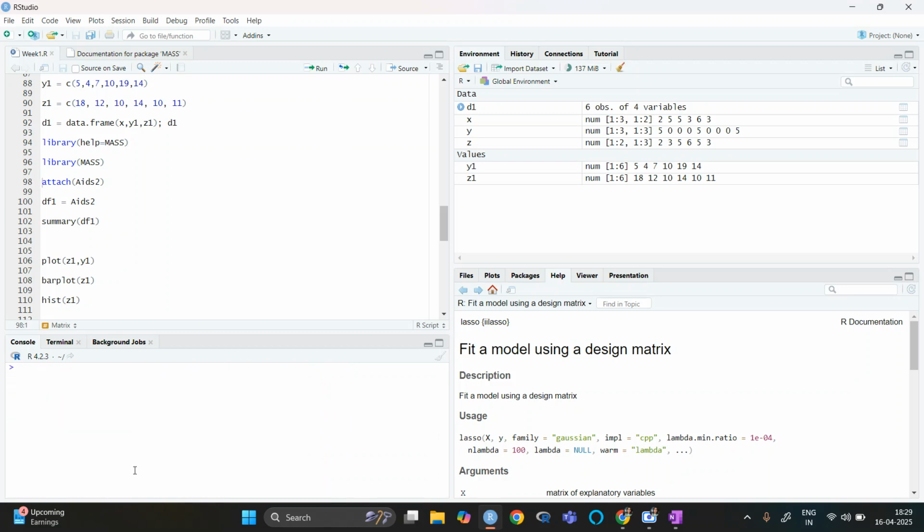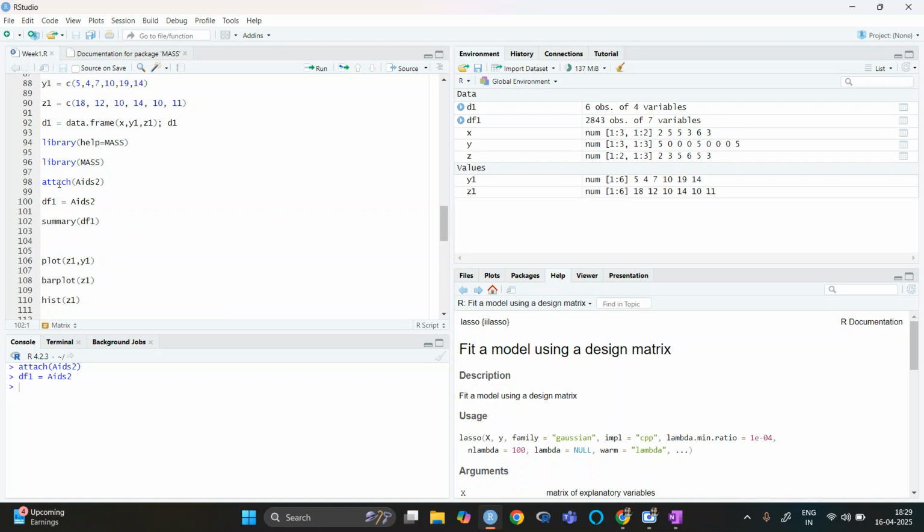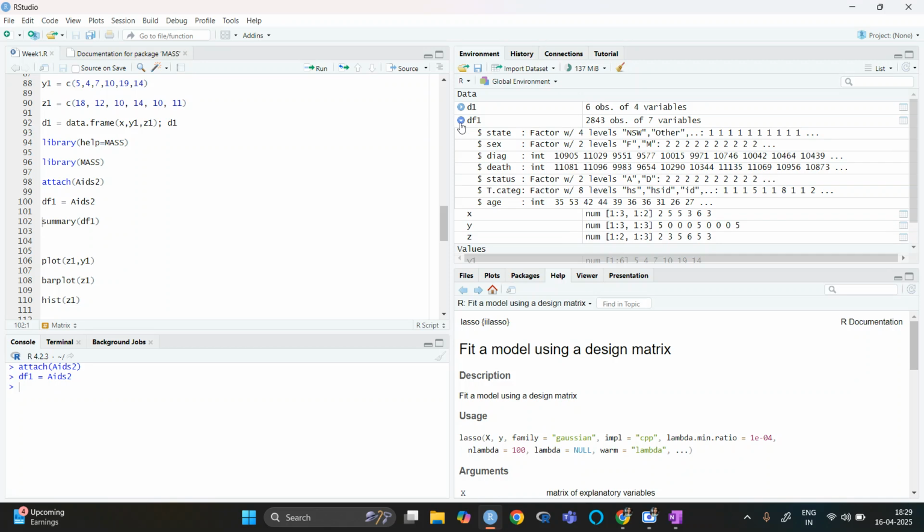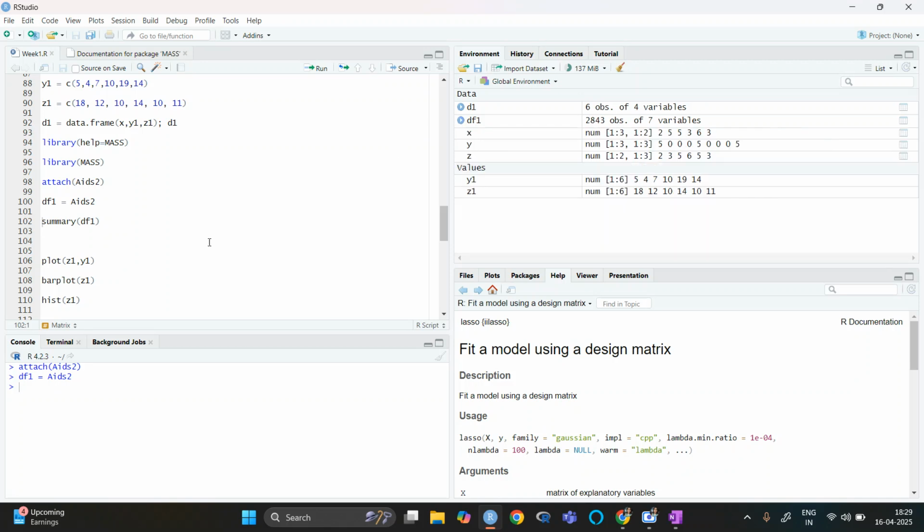You can just see what the data set is. Then we attach it so that we do not need to work on it again and again. So this is our DF1. You can see it is a large data set and you can perform a lot of operations on it. So regarding the data frame.